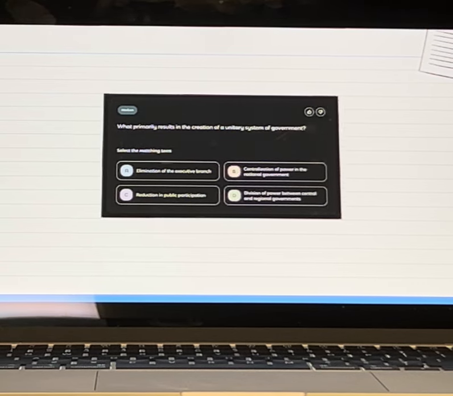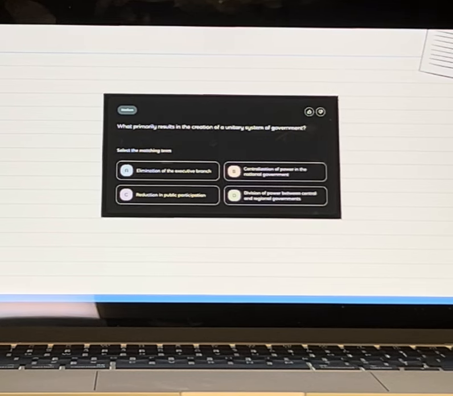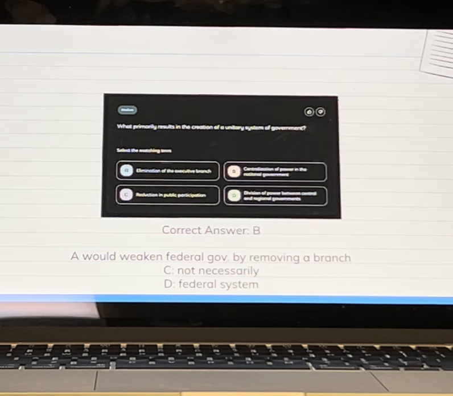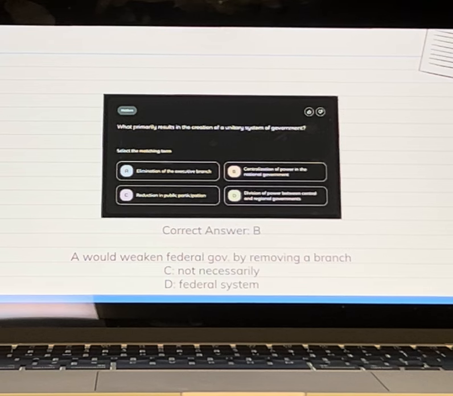Alright, what would primarily result in the creation of a unitary system of government? Centralization of power in the national government. They're all B. Yeah, basically. So the elimination of an executive branch would weaken the federal government because you're taking away a branch of government.